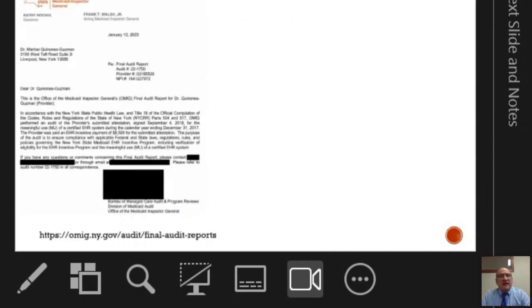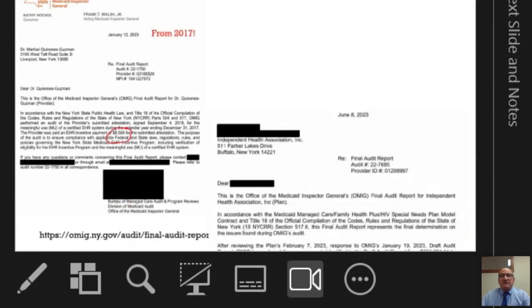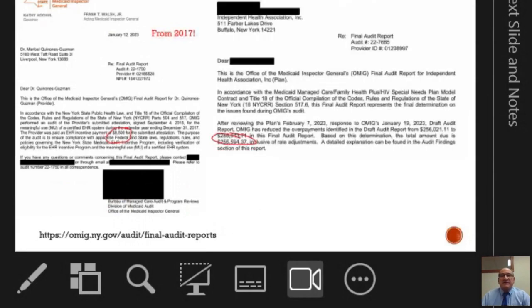What you're looking at right now is a letter from January of this year for monies that are being requested back from a doctor out of Liverpool, New York, near Syracuse, for $8,000 or so, because they say that she inappropriately collected that money. It took roughly 4 or 5 years to get this letter out. So they can go back as far as they want if they detect some sort of issue, this being the state government in this case.